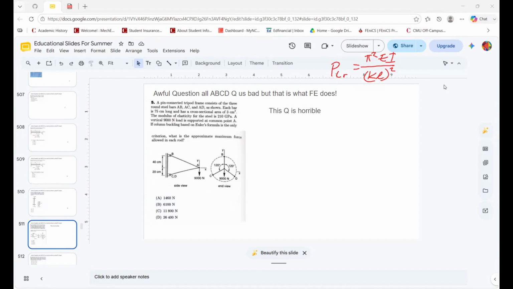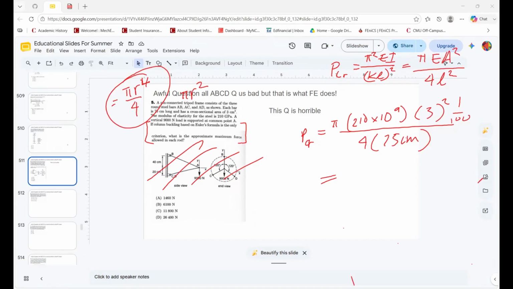So the key part over here is this portion that says only this thing is important, which means that you basically just plug and chug it over here. This one I didn't understand at all, but basically none of this matters. This question is absolute bullshit because the entire side view and end view is completely useless. It actually just hurts you. Basically, you can ignore everything. You can ignore the 9,000.